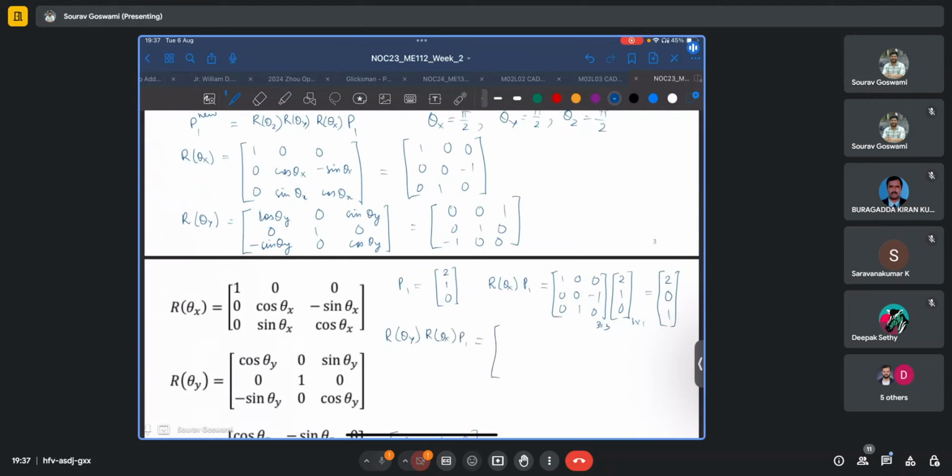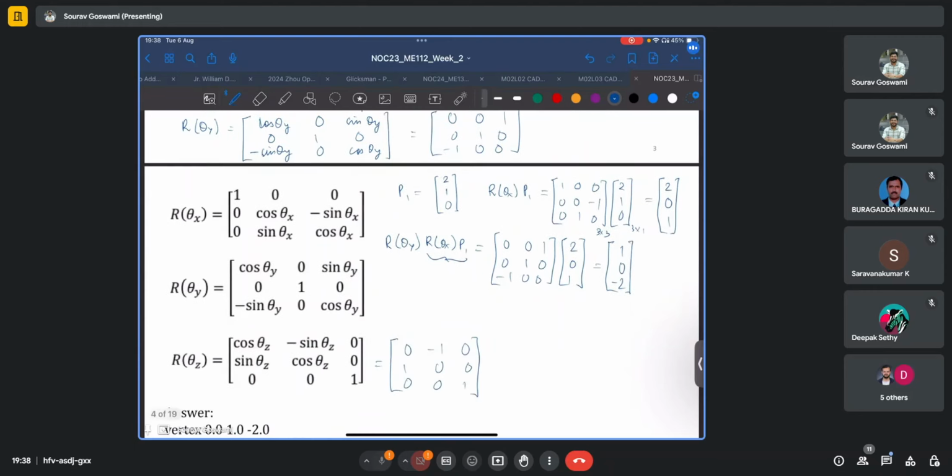This is actually the operation [0, 0, 1; 0, 1, 0; -1, 0, 0] times this, which we obtained in the previous step, [2, 0, 1]. Again, this will be a 3 cross 1 matrix. So you have 2 into 0 plus 0 into 0 plus 1 into 1, 2 into 0 plus 0 into 1 plus 0 into 1. So 0. 2 into minus 1 plus 0 into 0 plus 1 into 0.